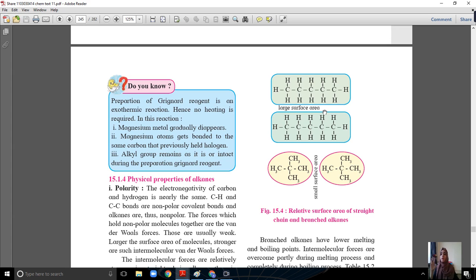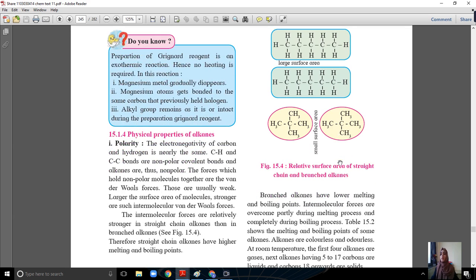What will the melting point and boiling point be? Straight chain alkane will have higher values, if we compare this alkane molecule with this one. Now you can see here, this is the branched one, this is also branched, so it is not arranged in a straight manner, so it will occupy smaller surface area. So the melting point and the boiling point of these compounds will be less in comparison with straight chain alkane. So this one is the physical property, that is polarity.